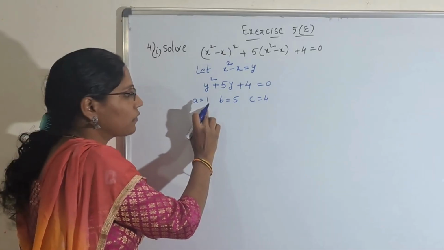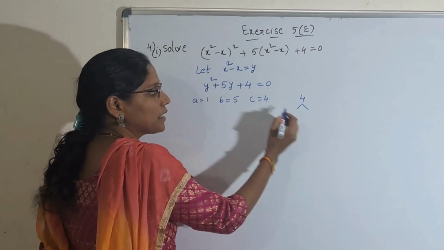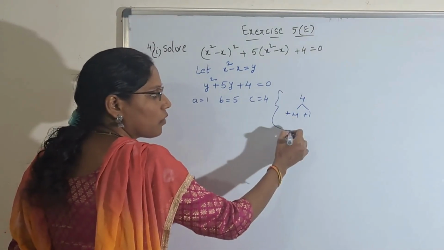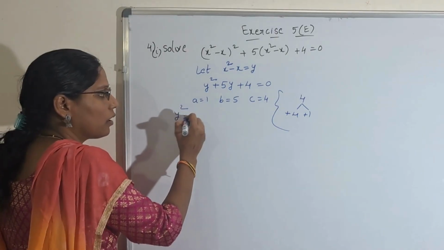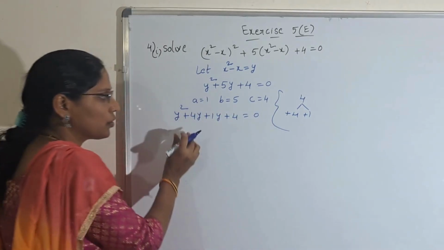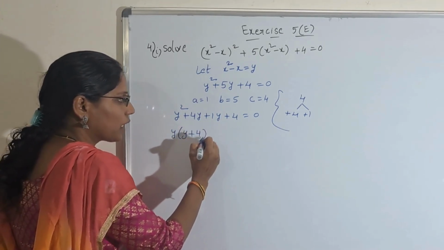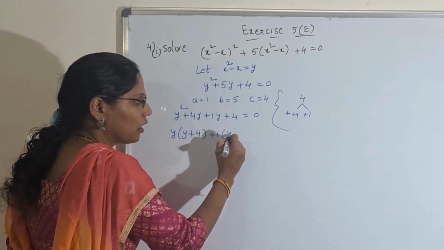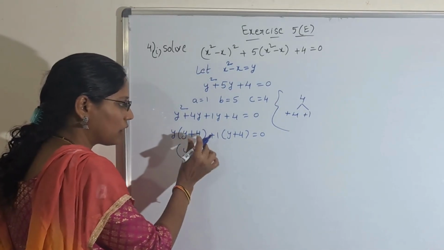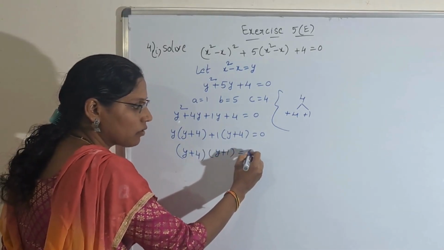Here factorization we should try, 1 into 4. Product is 4, sum is plus 5. 4 and 1 we can take, plus 4 plus 1 is 5. Here y square plus 4y plus 1y plus 4 equal to 0. First two terms y is the common, y plus 4. Next two terms plus 1 is the common, y plus 4 equal to 0. Here y plus 4 is the common. Remaining terms we have to take in one bracket, y plus 1 equal to 0.